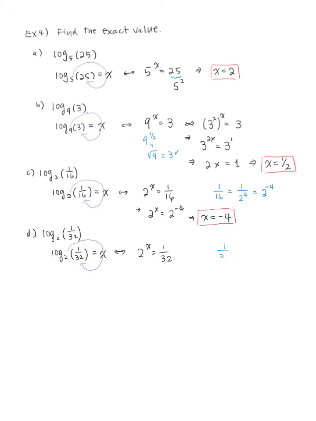I got 1 over 32. How can I rewrite 32 in terms of base 2? So 2 to the 4th, no, that's not it. 2 to the 5th, that should give us 32 back. Alright, so now 1 over 2 to the 5th, I can rewrite as 2 to the negative 5. So let me just rewrite this as 2 to the x equals 2 to the negative 5. So x must be negative 5.